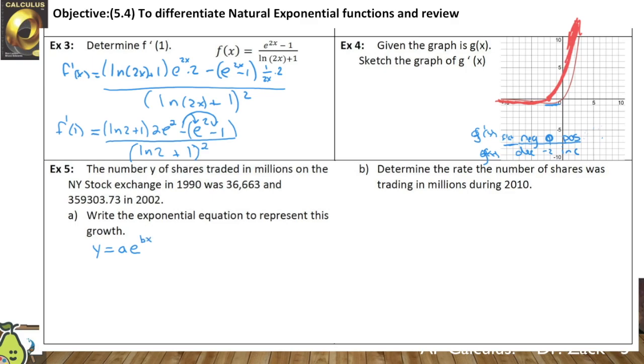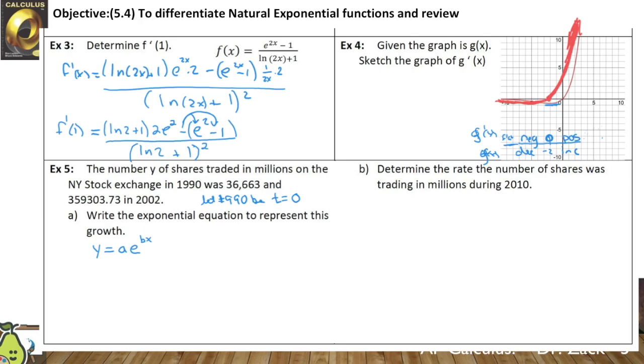Now notice I have 2 missing variables, a and b, that I need to find, which, oh, look at that. I have 2 points. Isn't that convenient? So now if I'm going to do this problem, I'm going to make it easier on myself. I'm going to let 1990 be when t equals 0. That's going to make my life so much easier.